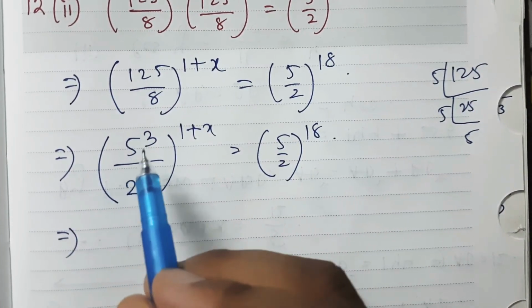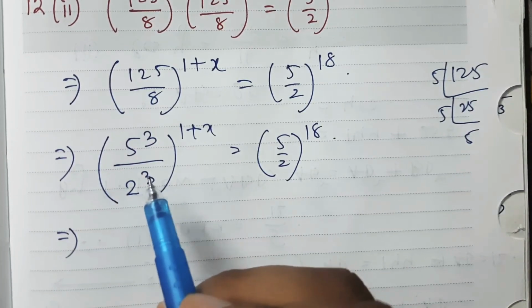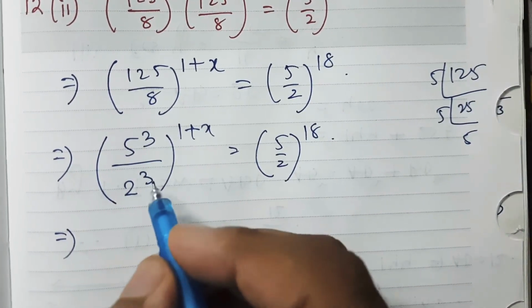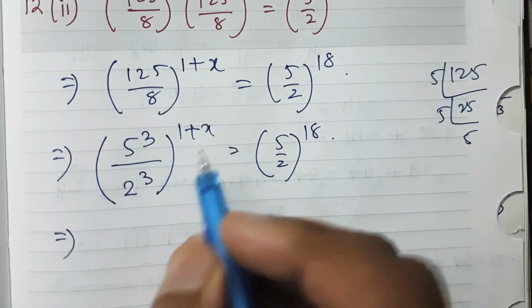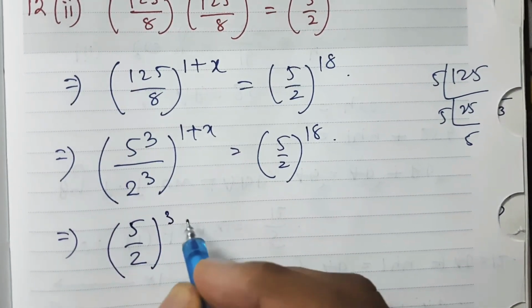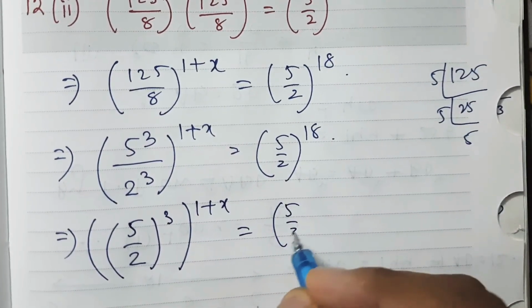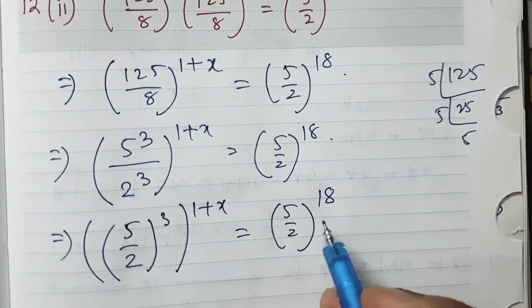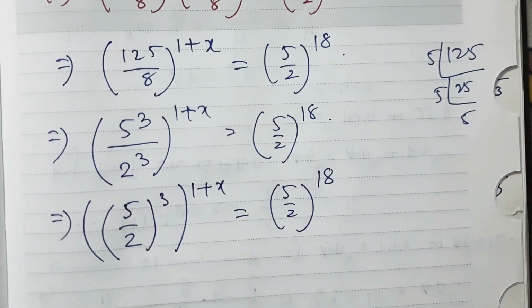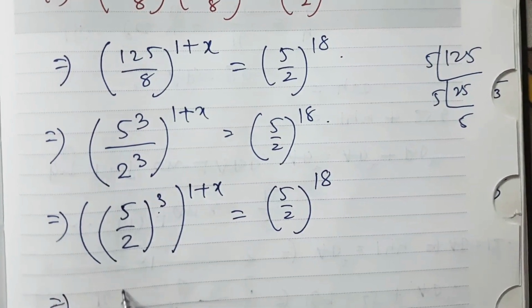Okay, it is actually of the form a to the power m divided by b to the power m. So you can just take this power common. So (5/2)^3, then whole to the power 1/(1+x), and (5/2) to the power 18. Now it is a power of a power, so apply formula 2.